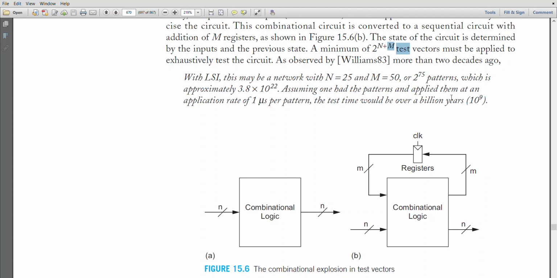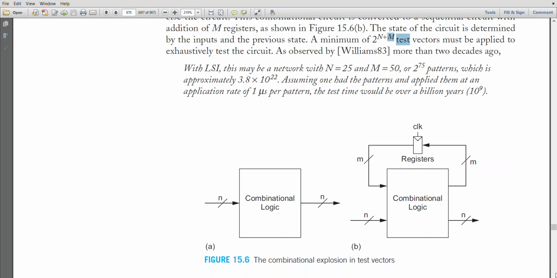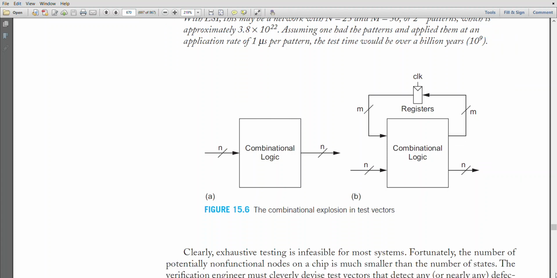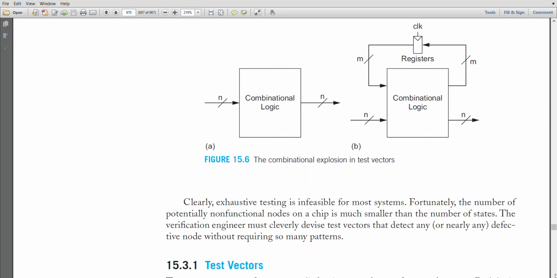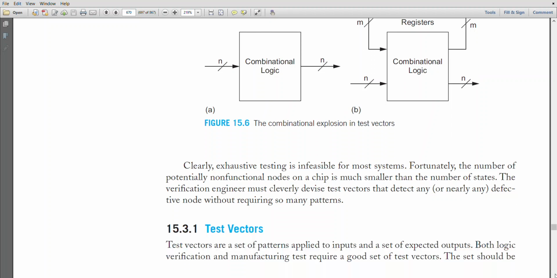Can you imagine? To test these patterns, you will need a billion years if you assume the per pattern test time as 1 microsecond. So clearly, exhaustive testing is infeasible for most systems. Fortunately, the number of potential non-functional nodes on a chip is much smaller than the number of states. The verification engineer must cleverly devise test vectors that detect any defective node without requiring so many patterns. You can go back and see my previous lectures on test vectors, where you will see the clear details.